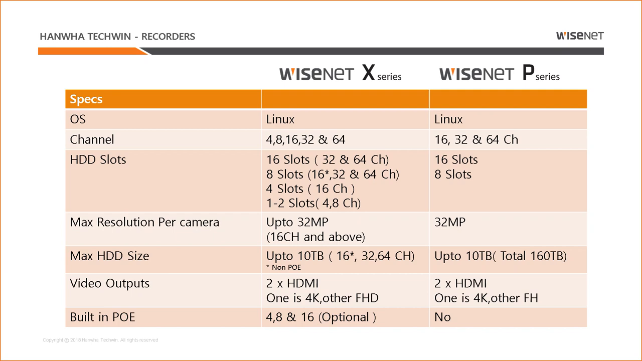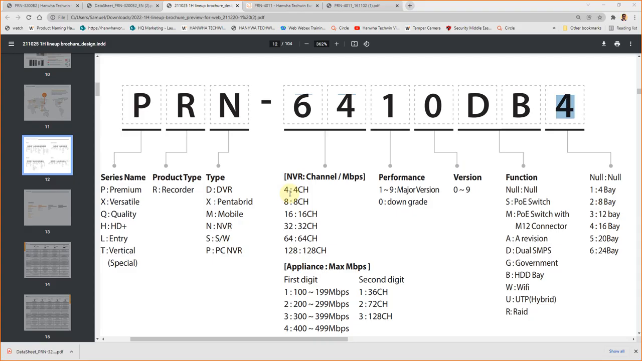Okay, now let's go to the next one. How many PoE port is coming in PoE NVR? Up to 16. So maximum is 16 channel with PoE port. And make sure the model number has a letter S. S, it has a built-in PoE switch.